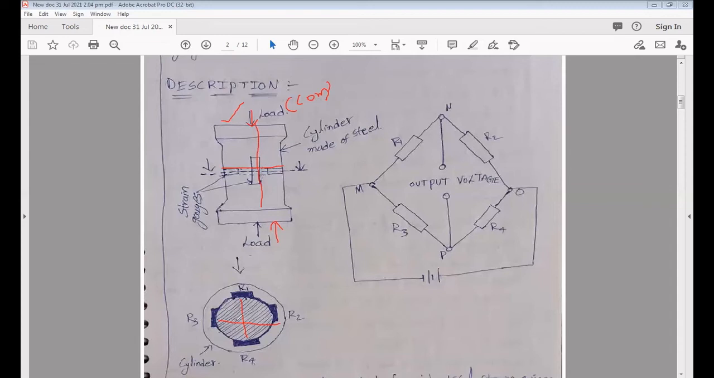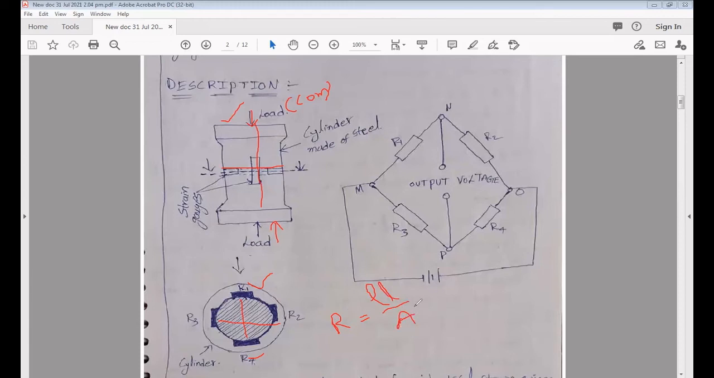The R1 and R4 resistances will decrease because we are applying a compression on the top of R1 and bottom of R4. In the sense, what will happen? The length of the material, the vertical direction length, will decrease automatically. The horizontal length will increase. So what is our formula? The formula we already discussed: resistance R is equal to rho L by A. That is our actual formula.